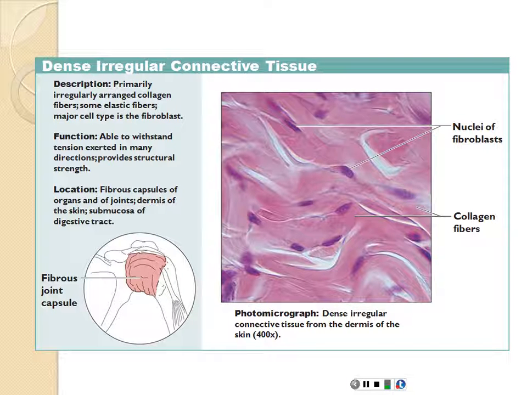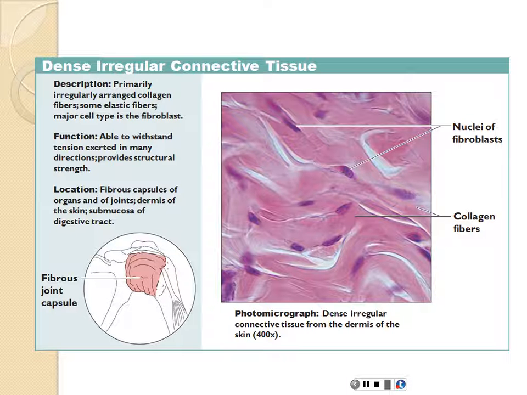And these allow a tissue to be able to withstand tension exerted in many directions, and also providing structural strength. And this is found in the fibrous capsule of organs and of joints, the dermis of the skin, and the submucosa of the digestive tract. Main one for the test, just know the dermis of the skin. So remember, the epidermis is made of what? We'll usually throw a question on the test, making sure you all know which of epidermis or dermis is made of which epithelium or connective tissue.